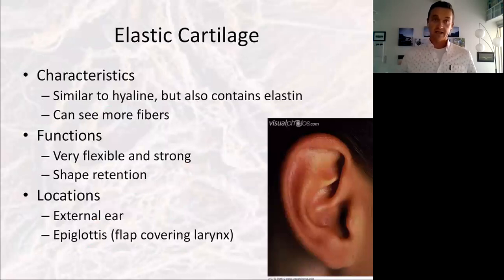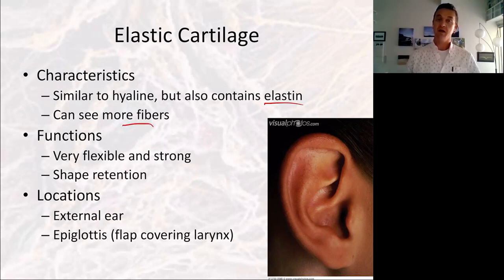Okay, next one's called elastic cartilage. Elastic cartilage is similar to hyaline, but it also contains elastin fibers. You can see a lot more fibers than the hyaline cartilage. Very strong, but also very flexible, and it's very important for maintaining its shape. So the external ear is made of this, as well as the epiglottis, the thing that covers up your respiratory tract when you swallow.